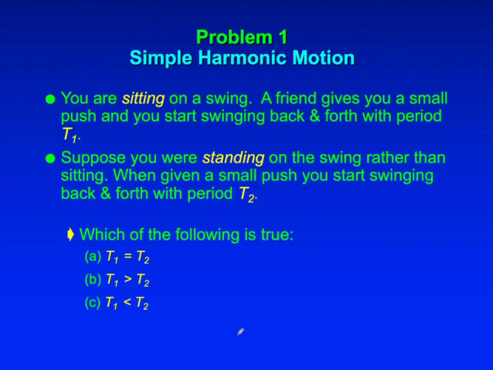Cool. So you're sitting on a swing, a friend gives you a small push, and you start swinging back and forth with a period of T1. Suppose you are now standing on the same swing rather than sitting. When given a small push, you start swinging back and forth with a new period, T2. Which of the following is true?